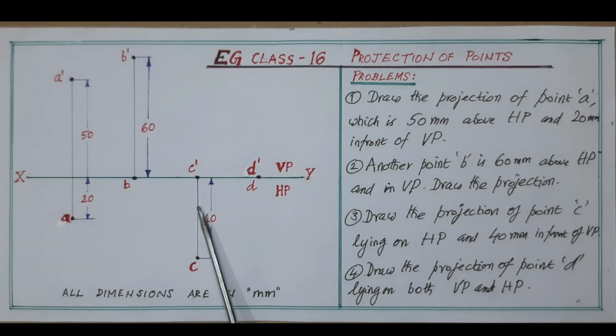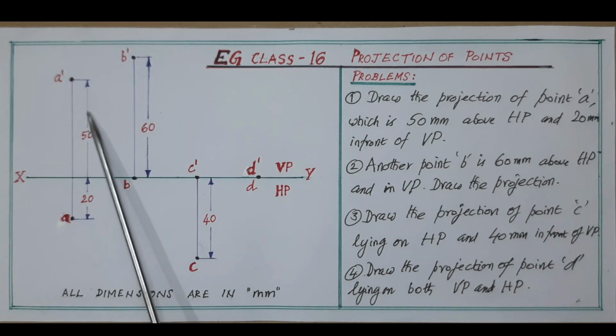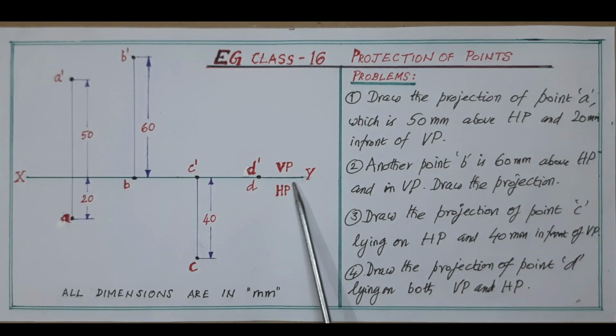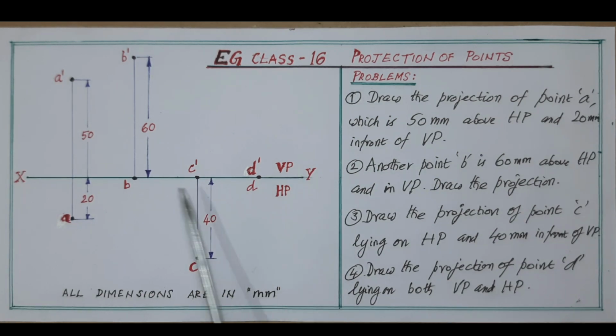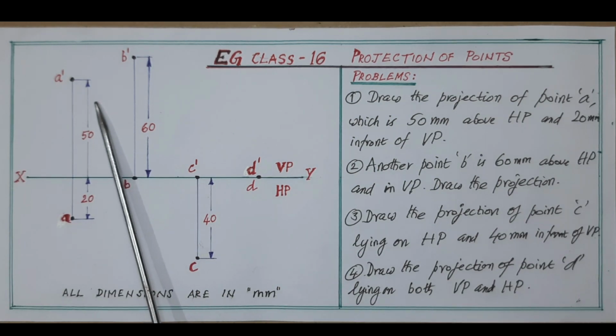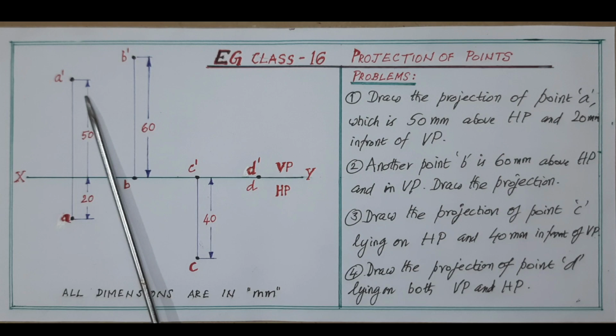As per the problem 1, what we have seen now, it is 50 millimeter above the horizontal plane. That is 50 millimeter above the XY line is taken as the reference line. So above that 50 millimeter is given. Hence, when viewing from front to the point given in the first quadrant for first angle projection, the image of the point would fall on vertical plane at 50 millimeter above the reference line XY for drawing purpose as shown.